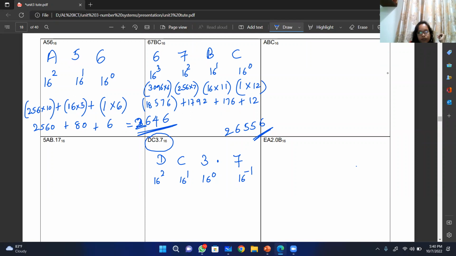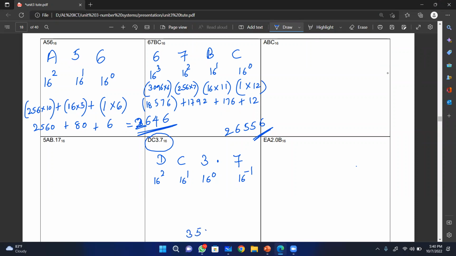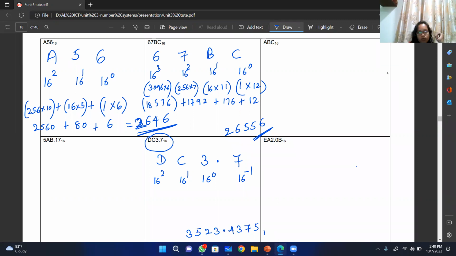Let's see. Anybody who got the answer for this one? Teacher, I got 3,523.4375. Same answer. Then maybe correct. Is there a decimal in it? Right, we'll see.